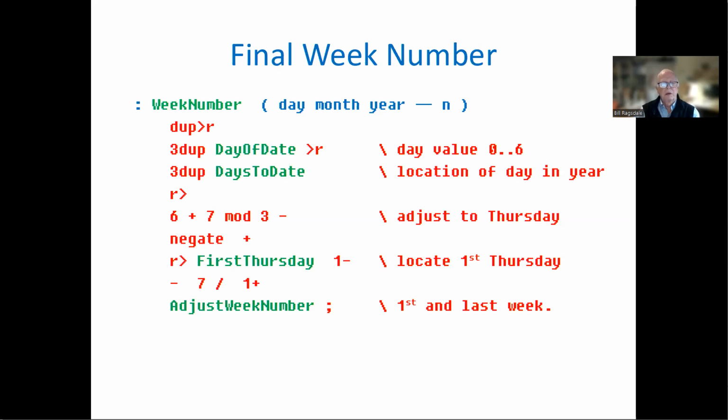So this is the final process where we save the year, we find the day of the date, days to the date, we do that Thursday adjustment, we locate the first Thursday, we subtract, add 1, and now we come to the part of adjusting to get the week number.